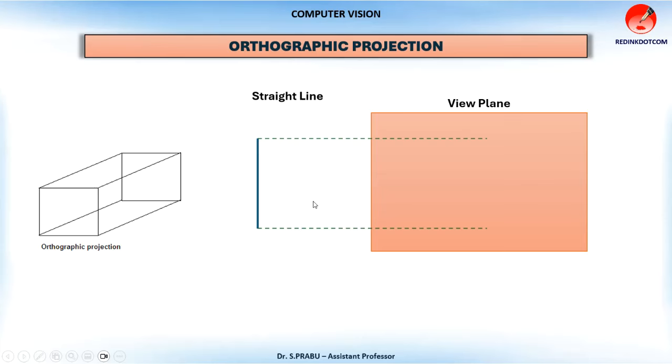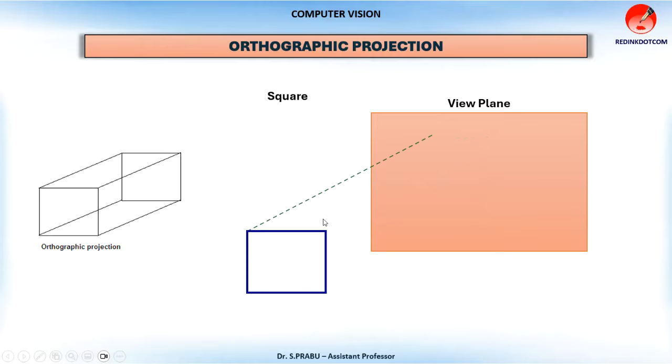So these two projection lines are parallel to each other. They hit a part of the view plane. I connect these two coordinate points to make a new line. So this is called orthographic projection. Next I take one square image. It contains 4 edge points. I repeat this process again for all the edges.